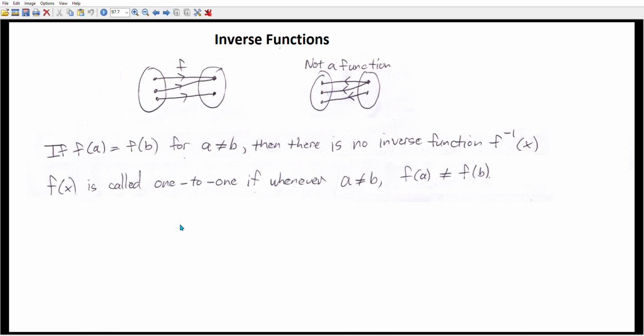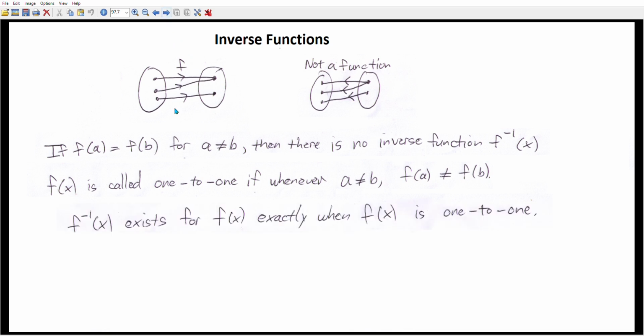And we have a special name for functions where that doesn't happen. F of x is called 1-to-1 if whenever a is not equal to b, f of a is not equal to f of b. So this picture here is not 1-to-1, and the reason is there are two arrows going into the same point. So you've got a 1-to-1 function exactly when everything over here has only one arrow going into it. F inverse exists for f of x exactly when f of x is 1-to-1.